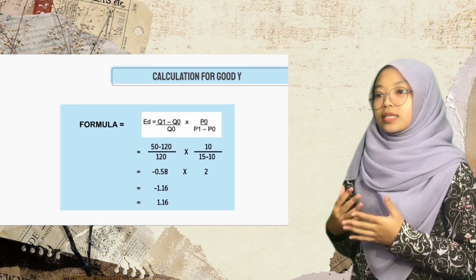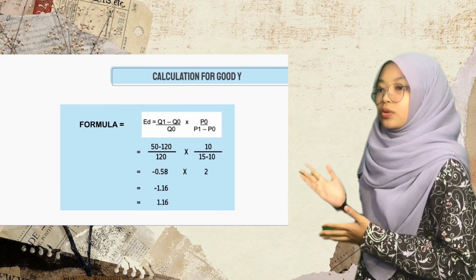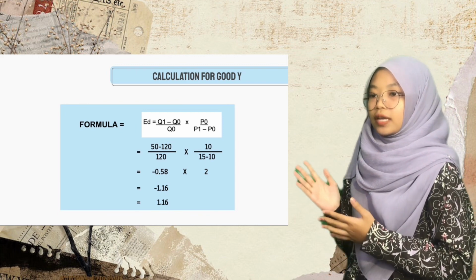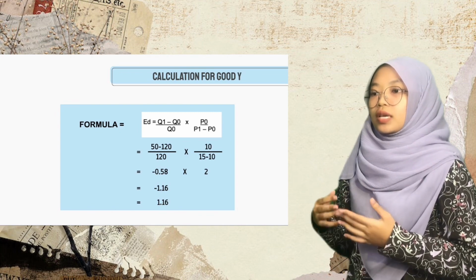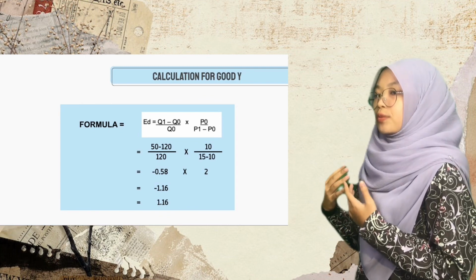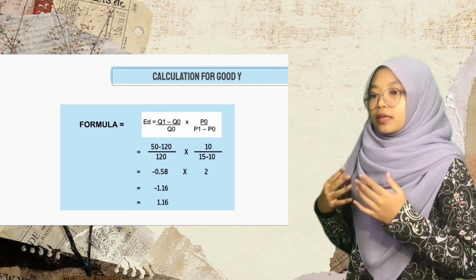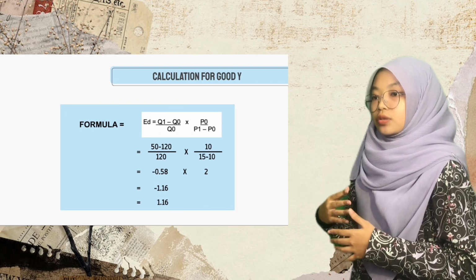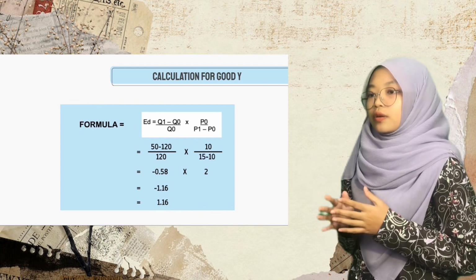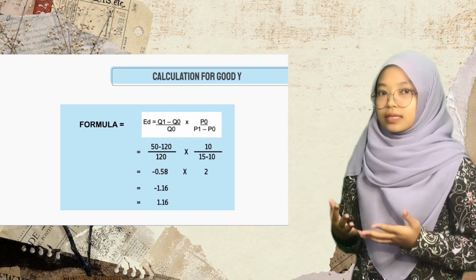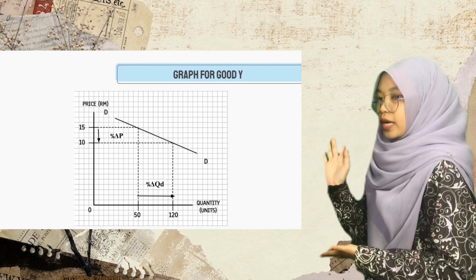We also use the same formula, which is Q1 minus Q0 over Q0 multiplied by P0 over P1 minus P0. And our calculation for good Y is negative 1.17, but the negative sign will be ignored, so we get 1.17, which means good Y is elastic. So this is a graph for good Y.